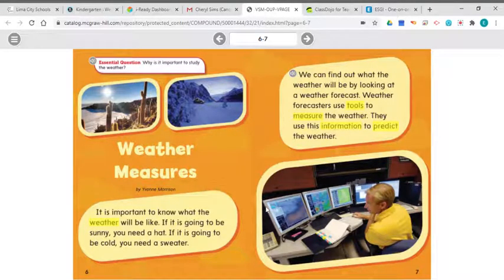Now, what does the author mean by weather forecaster? Let me go back up and reread this section to see if I can figure out what it means. We can find out what the weather will be by looking at a weather forecast. Weather forecasters use tools to measure the weather. They use this information to predict the weather. Now I understand. A weather forecaster is someone who tries to explain or predict what the weather will be.